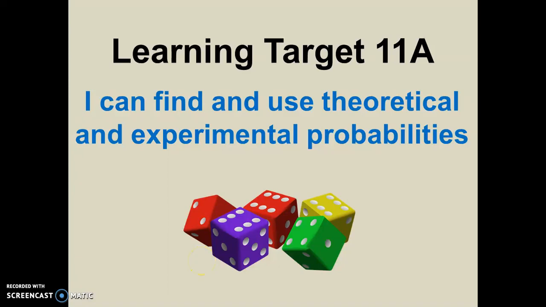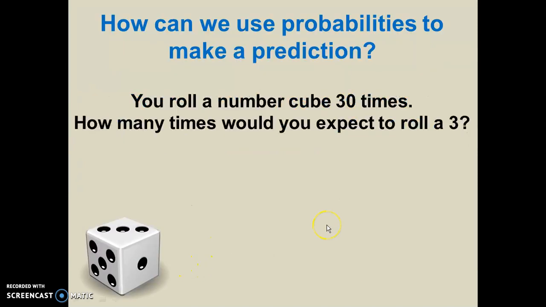Today we're going to continue to look at Learning Target 11A and focus on finding and using theoretical and experimental probabilities. So today we're going to look at how we can use these probabilities to help us make a prediction. Let's say that you roll a number cube 30 times. How many times would you expect to roll a 3?